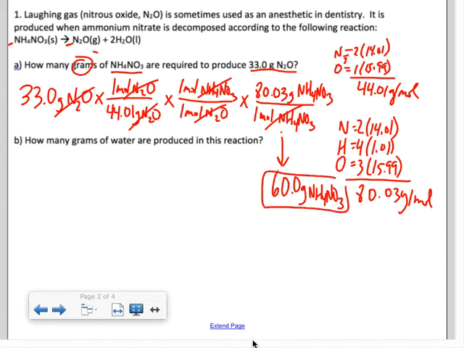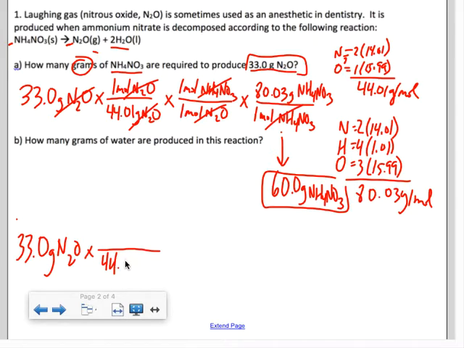Okay. Second part, how many grams of water are produced in this reaction? So just use what you're given. They gave me 33 grams of N2O, and now I'm going to go to water. Okay? So start with what you're given. I'll move it down here so I have a little bit more space. 33.0 grams of N2O. I'm in grams of N2O. I've got to get to moles of N2O, so I'm going to use the molar mass, and I kind of did that work up here already.